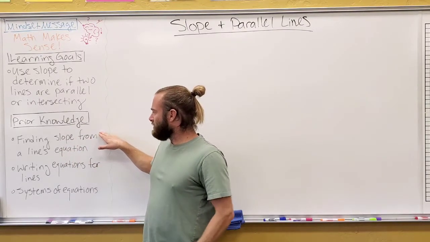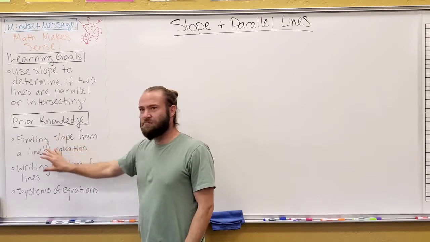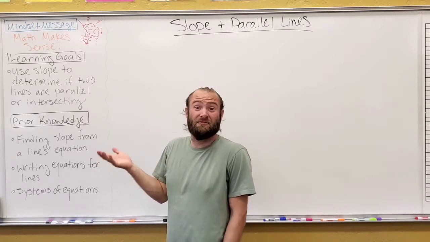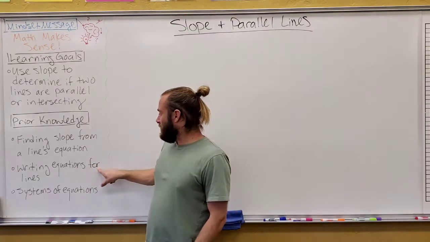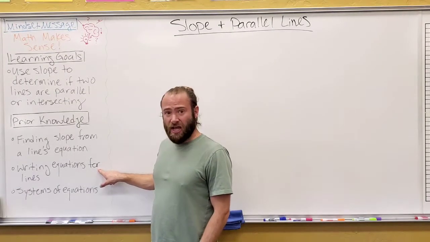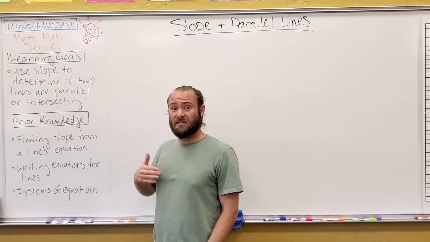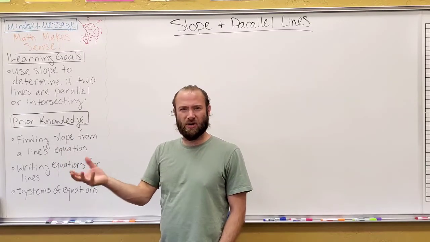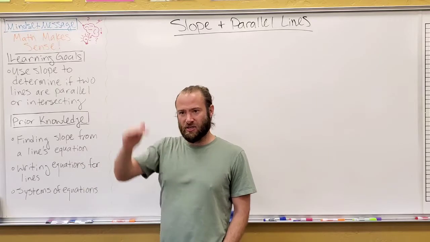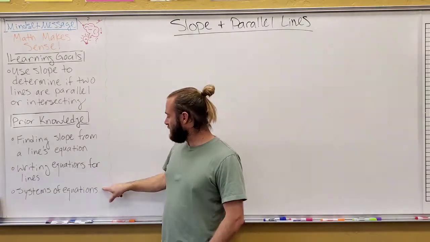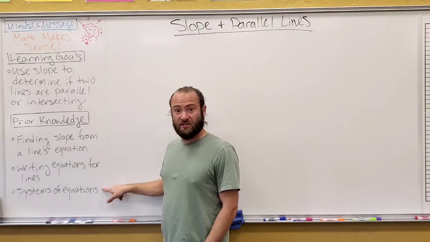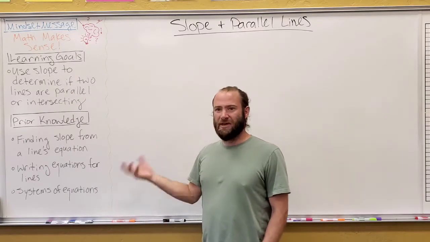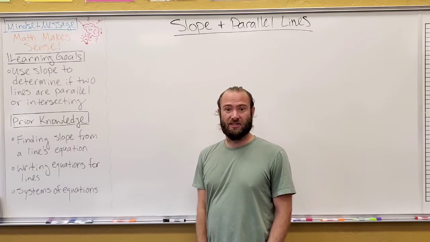And our prior knowledge, it's good to be able to find the slope based on a line's equation, and there's different ways to do that. It depends on the form of the equation. Our next one is writing equations for lines. So it's important we remember what we've learned a few lessons ago with how to actually write an equation for a line depending on what information is given, and then using the right format. And then of course what we've been learning just this recent lesson about systems of equations and those methods and what it means will be helpful for us today too.